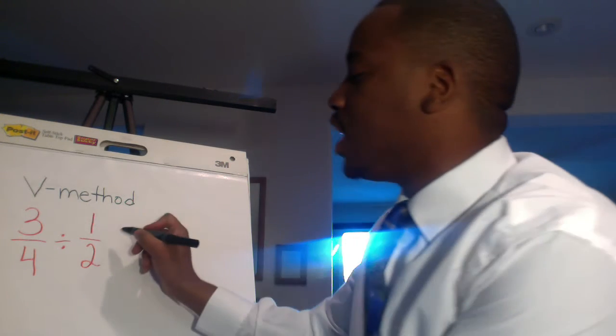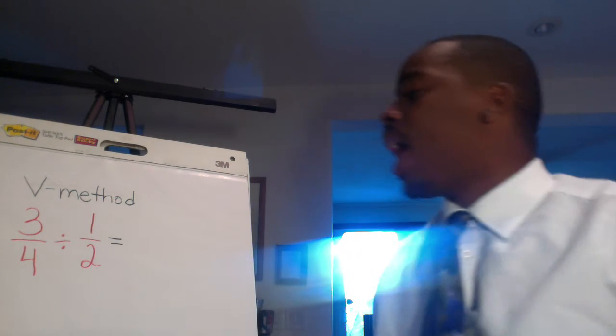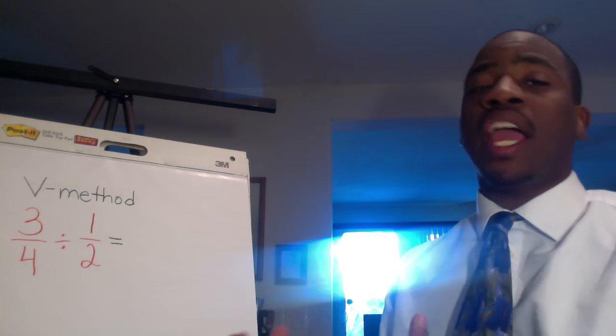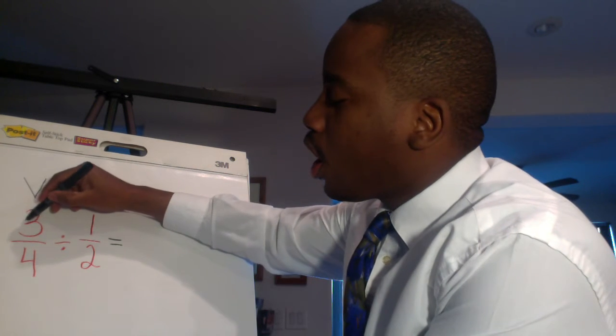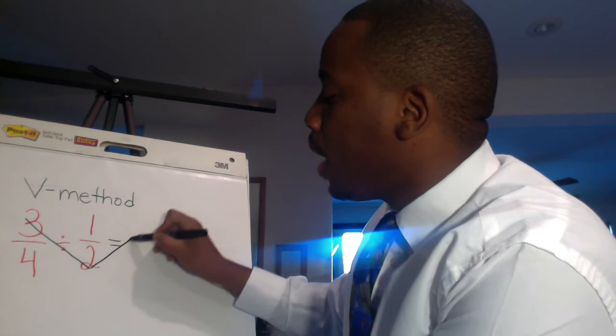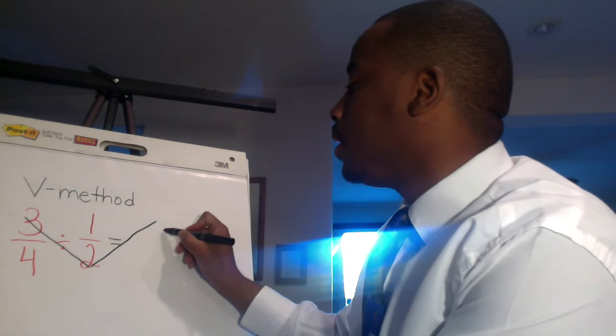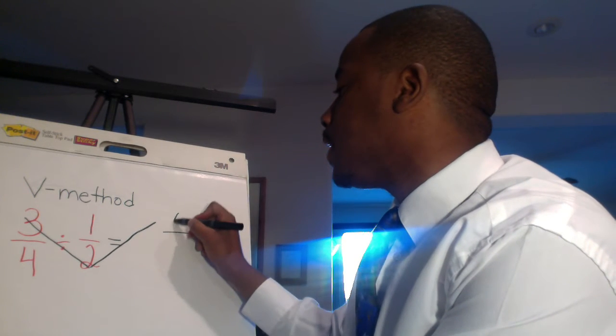And the V method just involves creating 2 V's along your fraction. And these V's will help you to find your correct answer. The first V is 3 times 2. Bring it back up. 3 times 2 is 6.